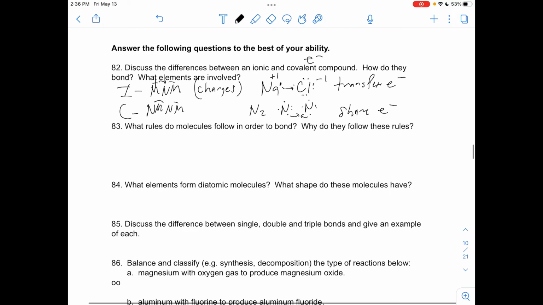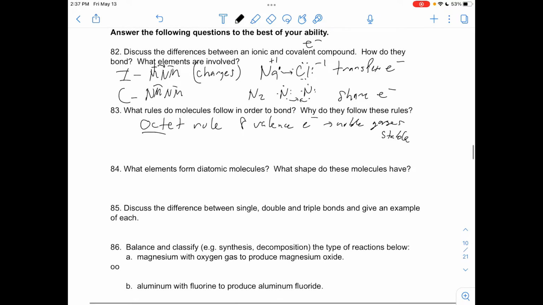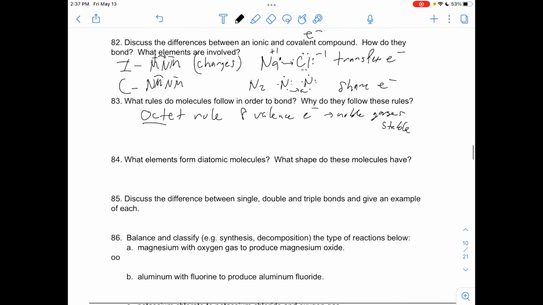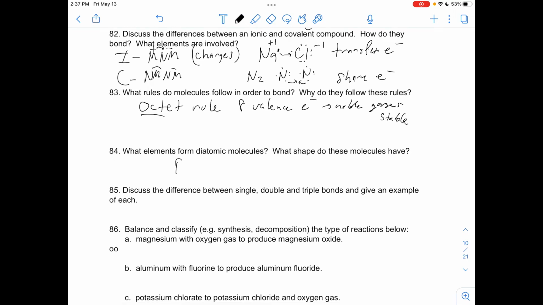The rules that molecules follow in order to bond, they follow what we call the octet rule. Oct means 8, and so they want 8 valence electrons, just like the noble gases. And they do that because noble gases are very stable, chemically speaking. And so they're going to either share electrons or donate electrons or take electrons in order to become like noble gases.